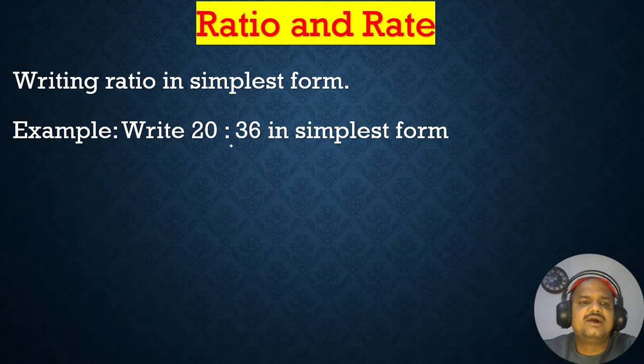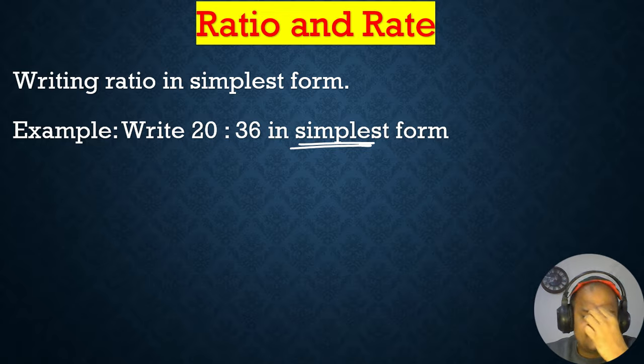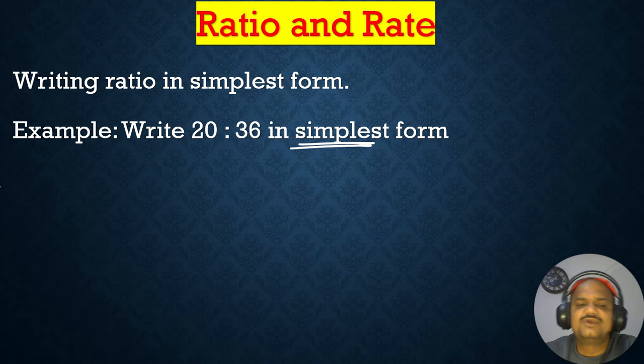Okay, now writing the ratio in simplest form. This is a very important question for you. If you have to write in simplest form, then you have to follow a certain method. Simplest form means you have to write the numbers in terms of common factors. I'll tell you 2 or 3 methods, and it's up to you; the way you like it, you can follow that method.